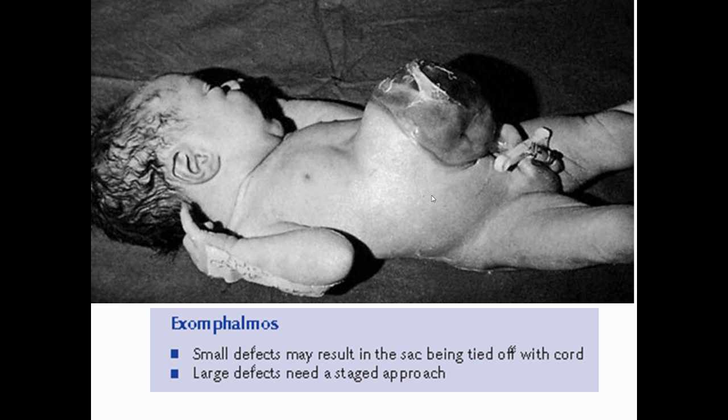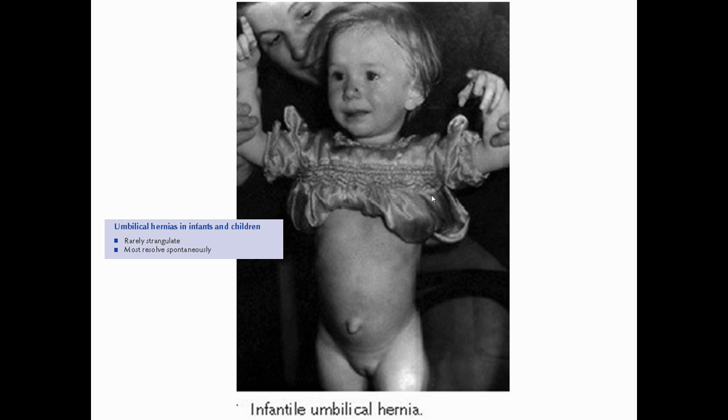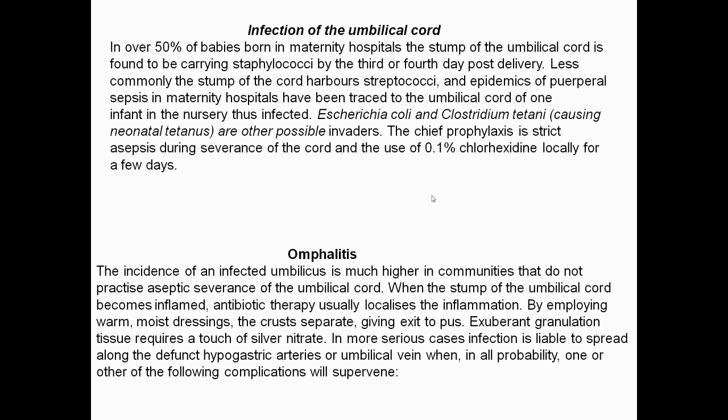Small defects may result in the sac being tied off with cord, and large defects need a staged approach. So you can see in this picture there is a large defect. This is the umbilical hernia that is present in infants and children.